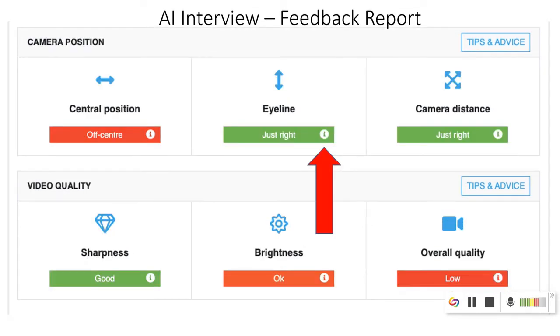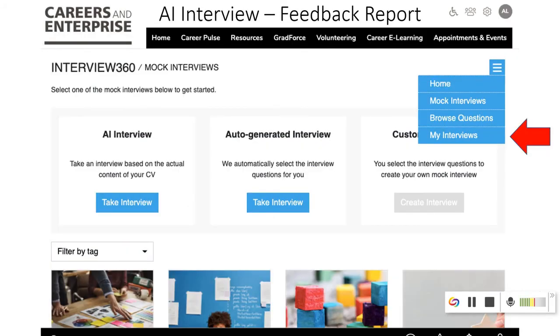Here we have some more feedback, but this time more technical, looking at the camera positioning and video quality. These can affect your perceived professionalism, so it's important to get them right, and always remember to consider what might be behind you in the image when you're on video. Once it's a completed video, you can always return to it in the Options tab on the right-hand side.